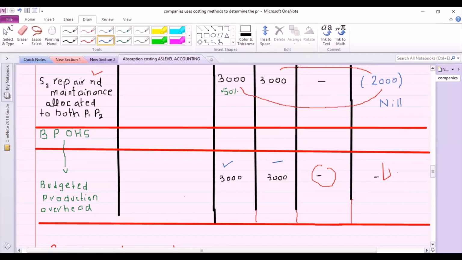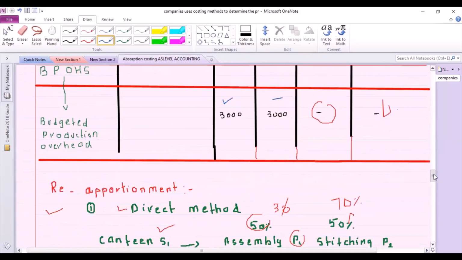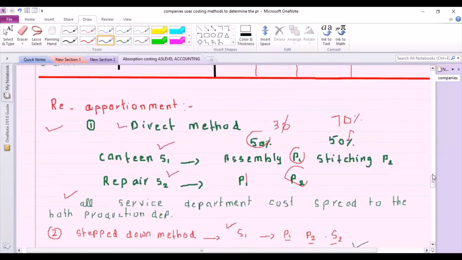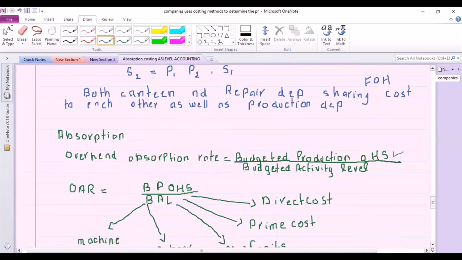Why is it called budgeted? Because this is a forecasted amount. The whole amount you will see in your question, which may be direct labor, direct material, depreciation expense, insurance of machinery, all these amounts are forecasted. So this is called our budgeted production overheads. Basically allocation, apportionment, reapportionment, सबको ऐड करोगे तो you will have budgeted production overheads.